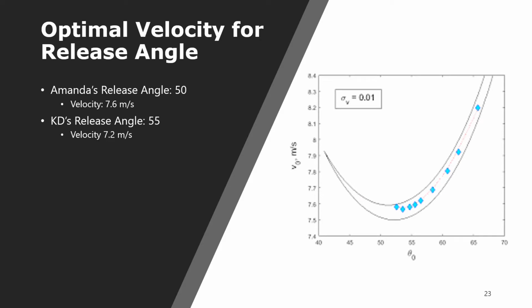This graph shows the optimal velocities at certain release angles. On the horizontal axis would be the release angles, and on the vertical axis would be the velocities. So Amanda's release angle was 50 degrees with a velocity of 7.6 meters per second, which would fall right into the realm of optimal velocity, so right around here. And then Kevin Durant's release angle was 55 degrees, and his velocity was 7.2, which made his just around down here. So he was actually slightly off the graph, so we can infer that Amanda's probably better.